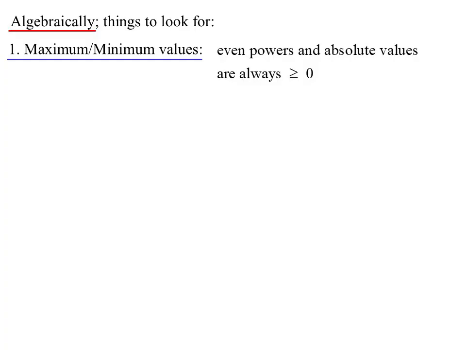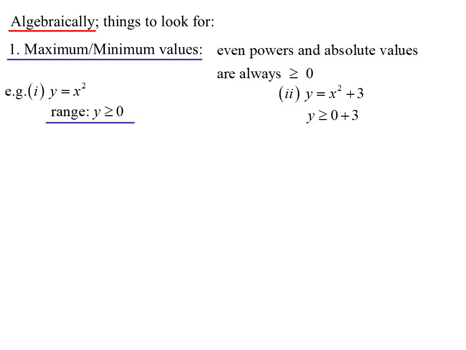Well, here we go. We know even powers, and absolute values for that matter, are always going to be positive. So that's going to tell me something about the output. Y equals x squared. Ooh, what's that look like? Not a clue. But what I do know is x squared has to be greater than or equal to 0. Therefore, the y's have to be greater than or equal to 0. Whereas if I have y equals x squared plus 3, again, that x squared has to be greater than or equal to 0. The y, therefore, has to be greater than or equal to 0 plus 3.